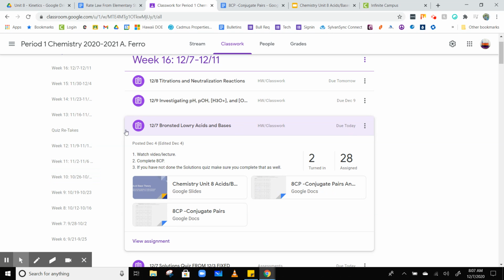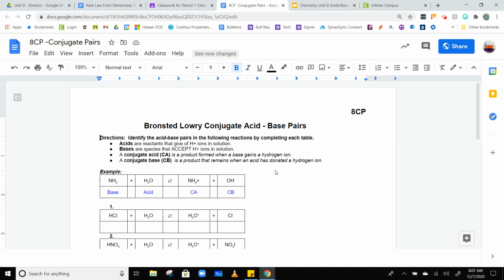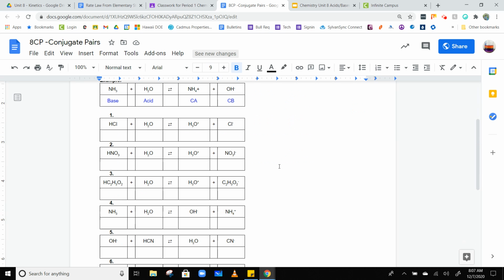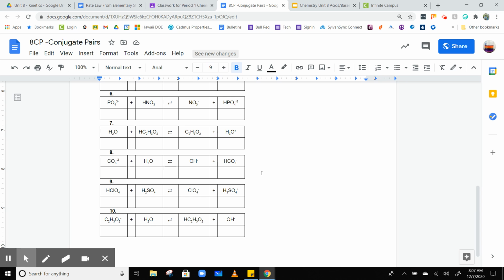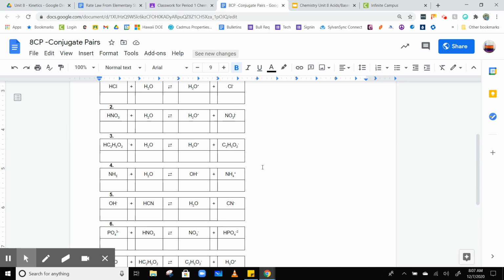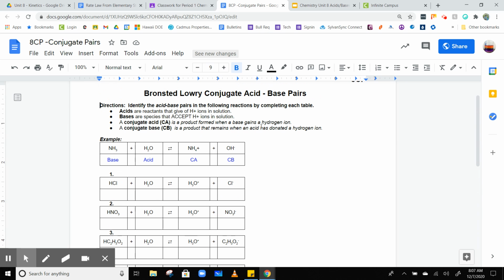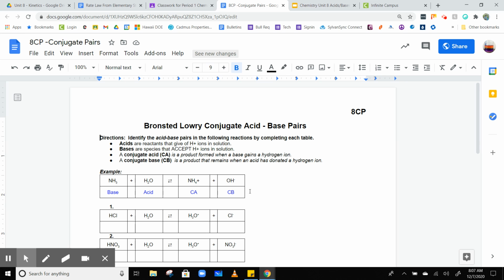So, Bronsted-Lowry acids and bases. Hopefully it's not too difficult a concept. The work that I gave you only has 10 problems that you need to figure out, so it's not a ton of work to do today. But you have the quiz to do as well, so that's why I have an easier assignment today.